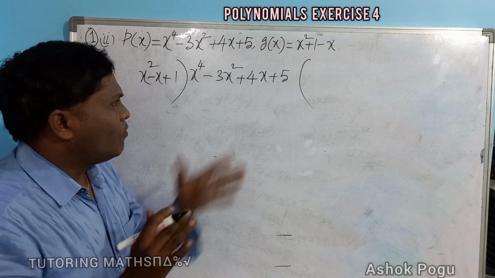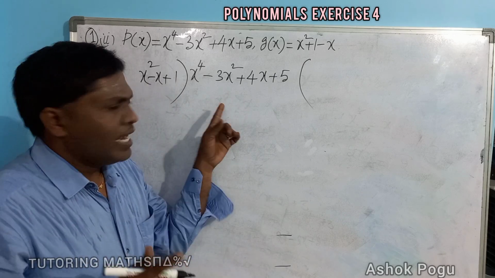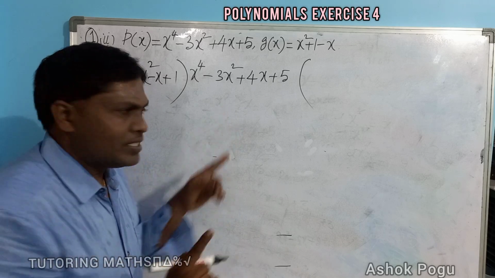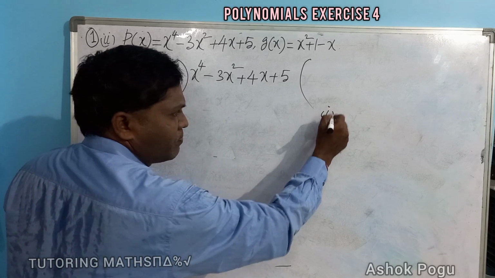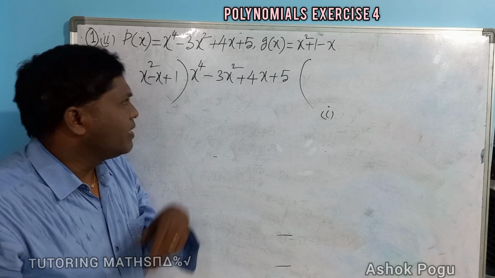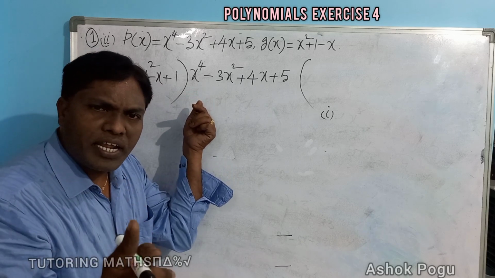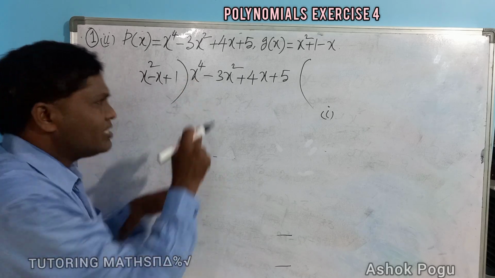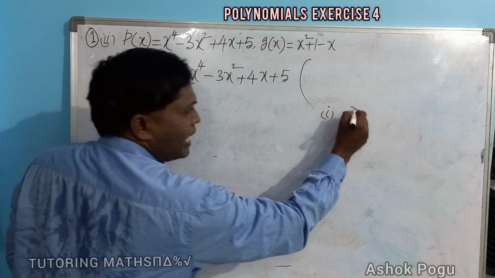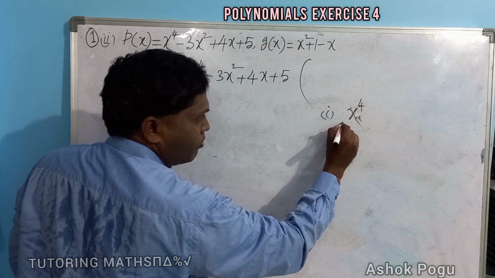So this is the method and the first step. You know what the process is; already we have discussed it in our previous video. We have to follow the steps. In the very first step, as I told you in the previous video, always take the first term of the dividend. What is the first term of the dividend? x to the power of 4.